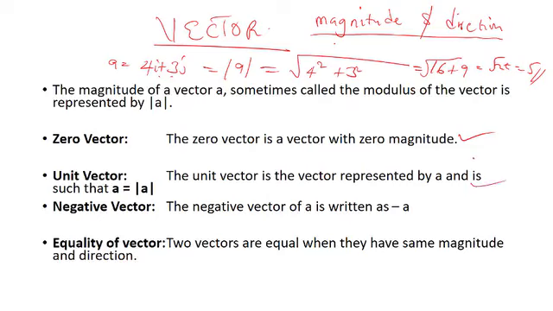A negative vector is written as minus the original vector. Two vectors are only said to be equal if they have the same magnitude and the same direction. Remember that the words magnitude and modulus are the same. Now let us perform some calculations that have to do with magnitude and modulus.